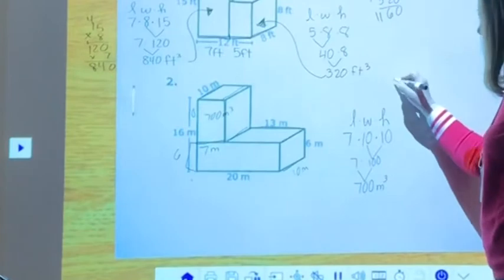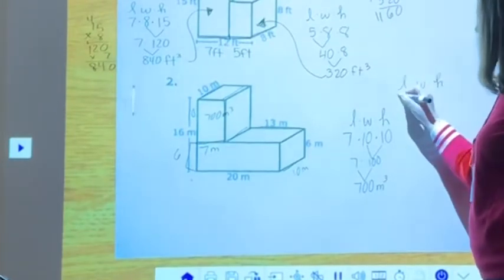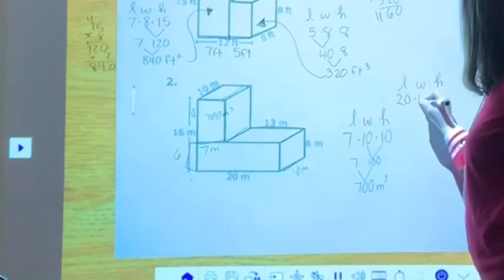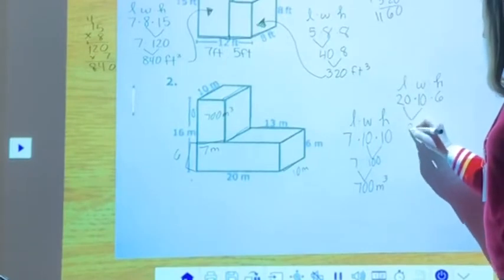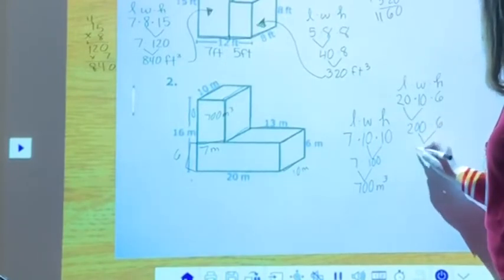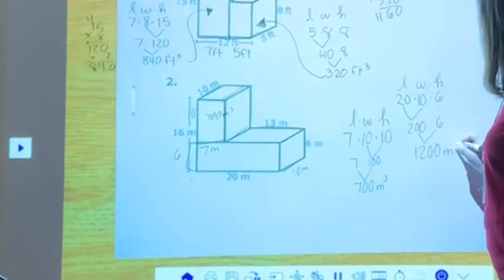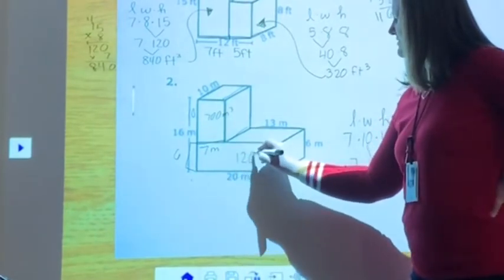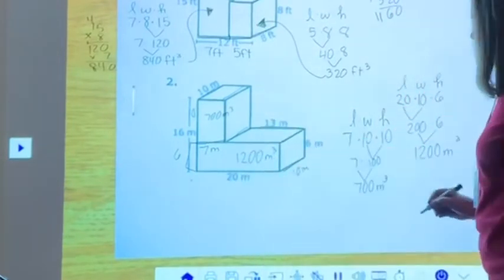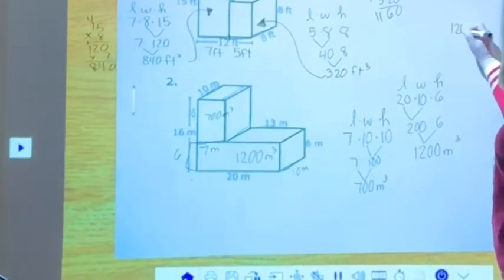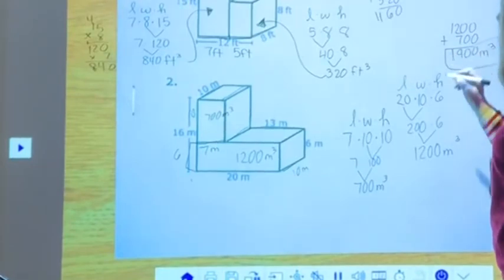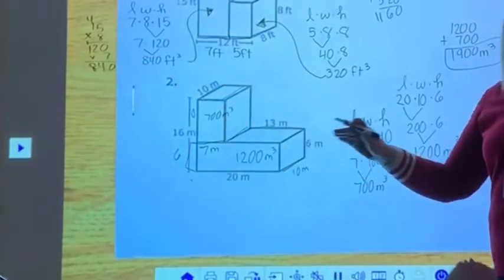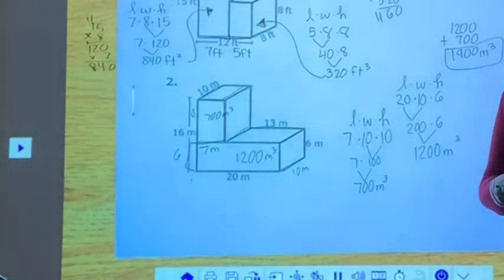We've got our length times width times height. The length is 20. The width is 10. And the height is 6. 20 times 10 is 200, and 200 times 6 is 1,200 meters cubed. So this is 1,200 meters cubed, and now we just need to add the two of those together. 1,200 plus the 700 is 1,900 meters cubed for the total volume of the two boxes together. And that's how you do the complex volume.